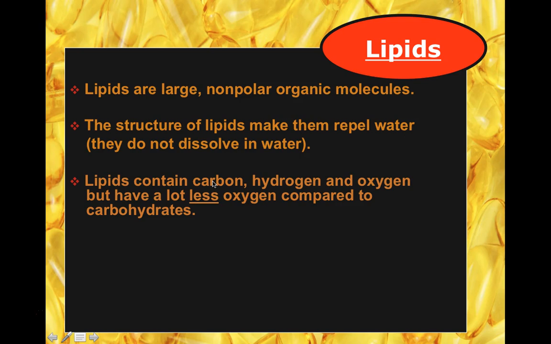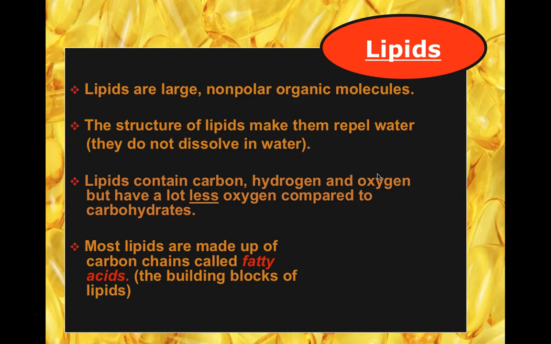As I said before, unlike carbohydrates, which have an even ratio of 1 to 2 to 1, there is no ratio in lipids. There are just a lot of hydrogens and a lot of carbons that form what we call fatty acid chains, and there's a very small amount of oxygens, which are just found in the tip of the lipid molecule.